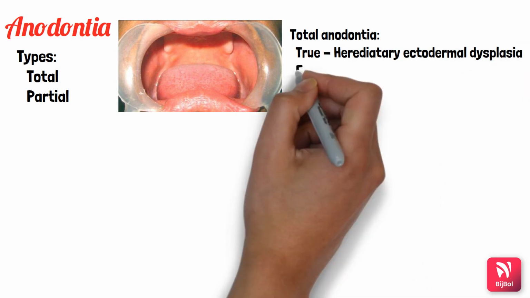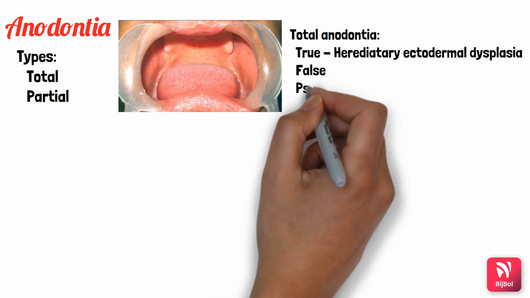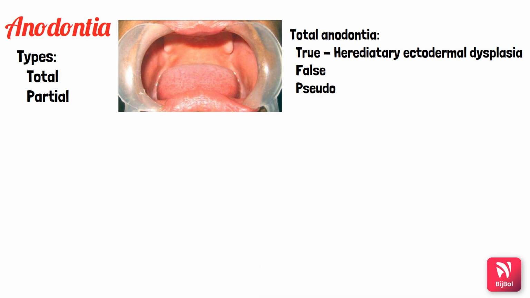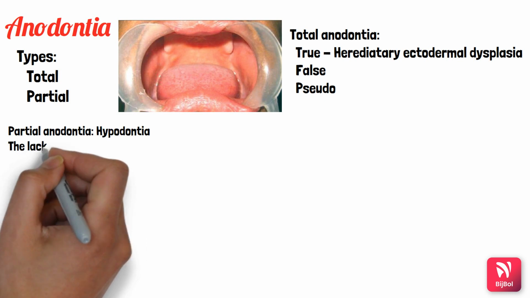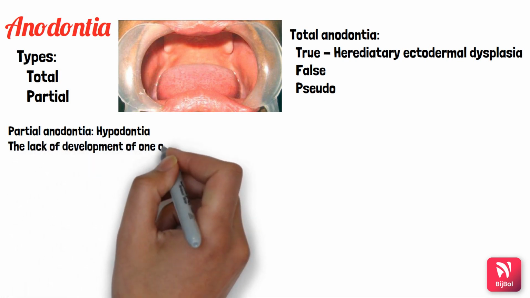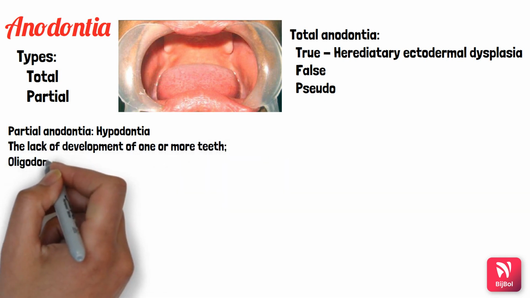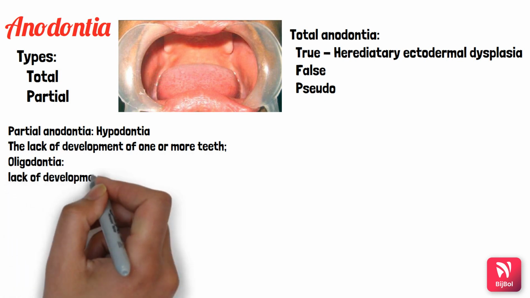Whereas false anodontia, which is also called induced anodontia, occurs as a result of extraction of all the teeth. Whereas pseudo anodontia is because of multiple unerupted teeth. So whenever anyone says anodontia, it should mean true total anodontia. Now going on to the next one, partial anodontia, which is also called hypodontia, representing the lack of development of one or more teeth.